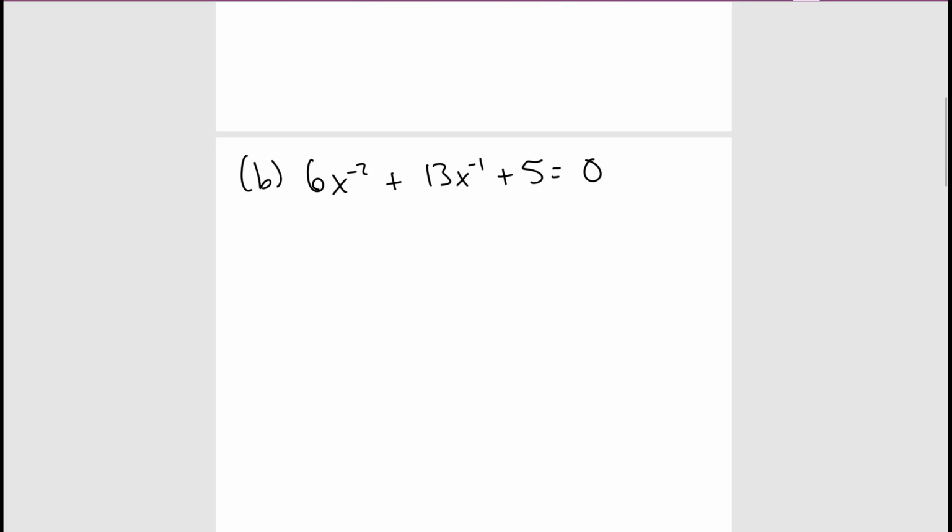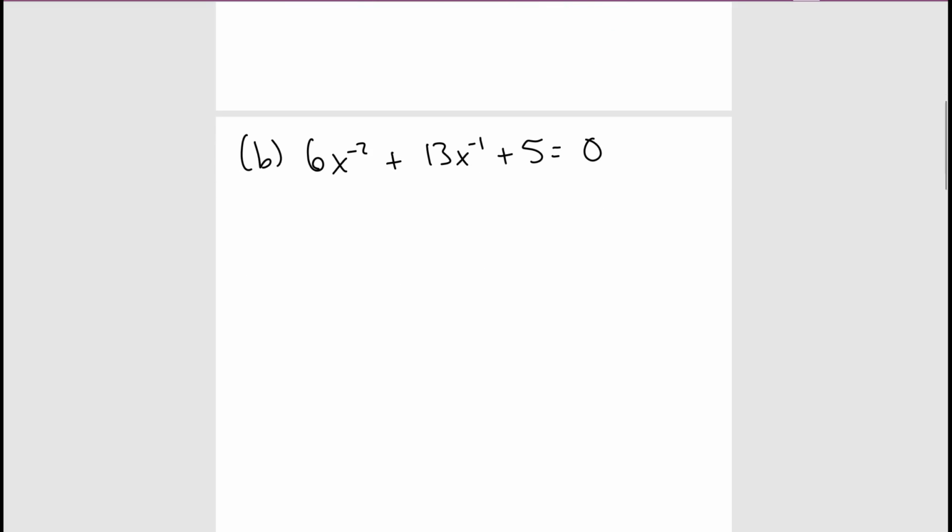Okay, so this one you can see that it can also be reduced as a quadratic because I can multiply this by a 2 and you'll get this negative 2. So that means I'm going to let u equal this variable, which is going to be the x to the negative 1. And u squared is going to be equal to this x to the negative 2. That's what u squared is going to be. Okay, so my answer is going to be 6u squared plus 13u plus 5 is equal to 0.